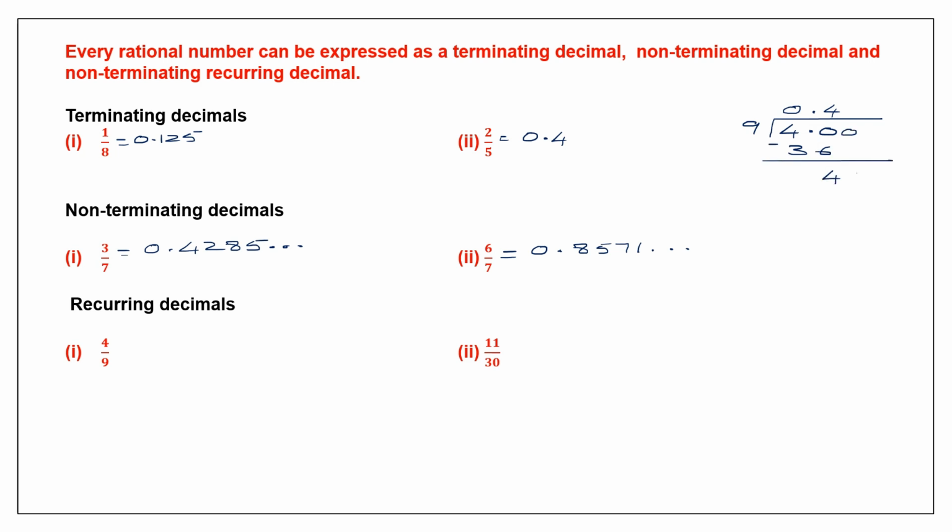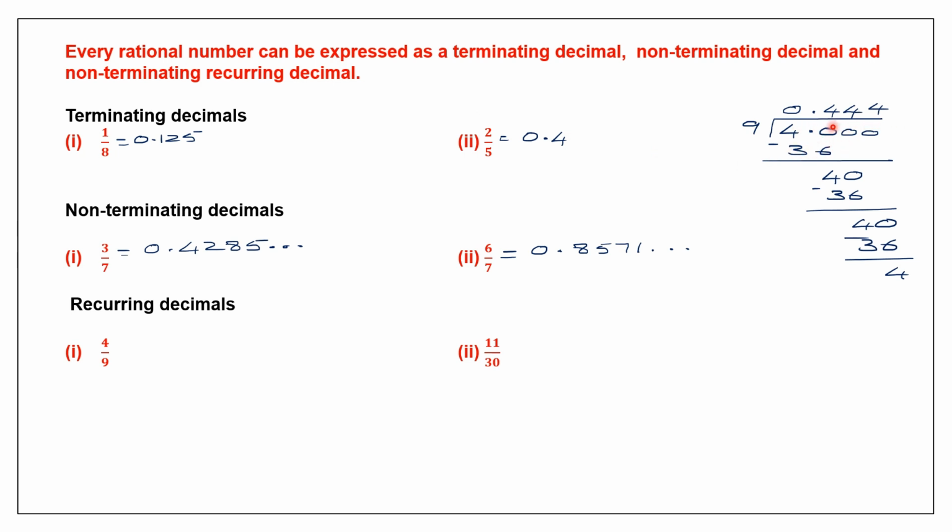We have a 0 here. So again we have 40. 9 fours are 36. 40 minus 36 is 4. Again we have 40. 9 fours are 36. So as you can see, 40 minus 36 is 4. Now this division is going to continue. Each time we have the remainder 4, we put a 0, we get 40. Then again we say 9 fours are 36. This is how it's going to continue. So this is a non-terminating decimal.